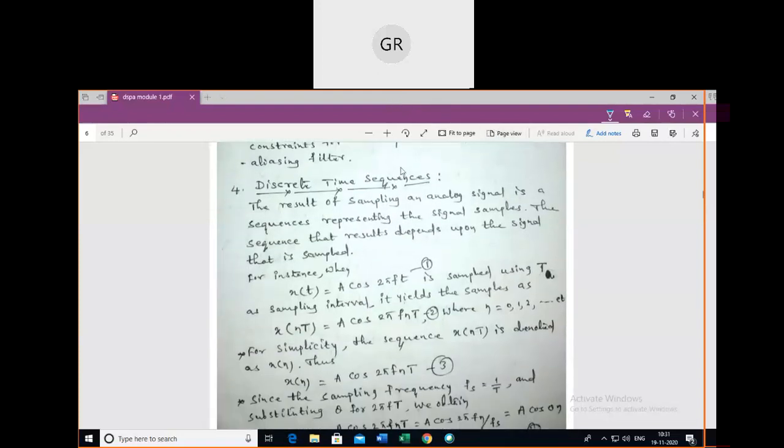And the next topic is discrete time sequences. The result of sampling an analog signal is a sequence representing the signal samples. The sequence that results depends upon the signal that is sampled. Here, x of t equal to A cos 2 pi ft, an analog signal, is sampled using T.